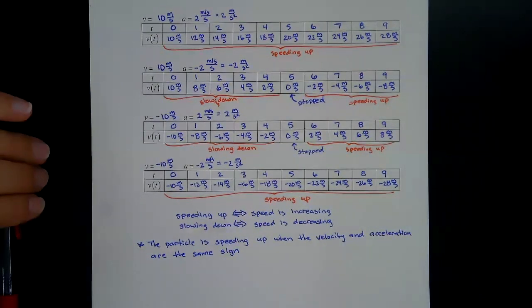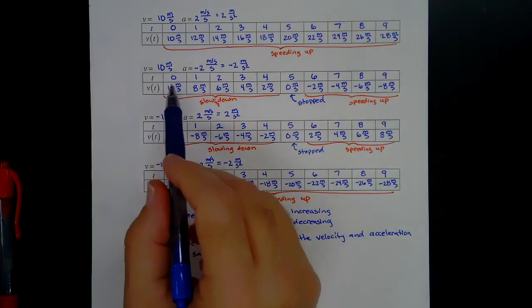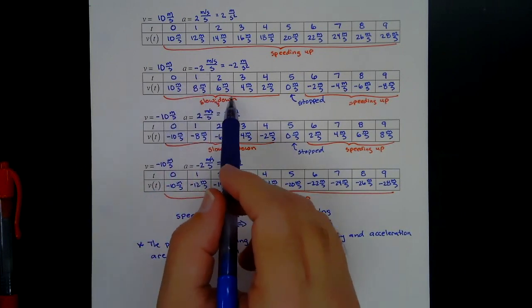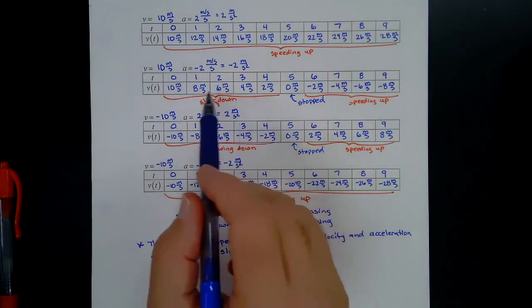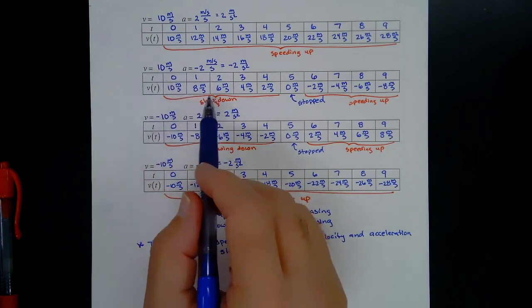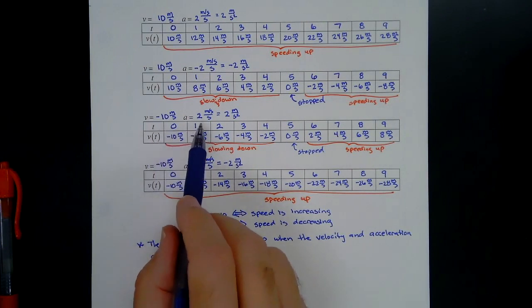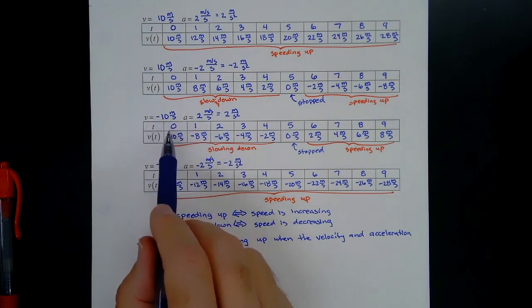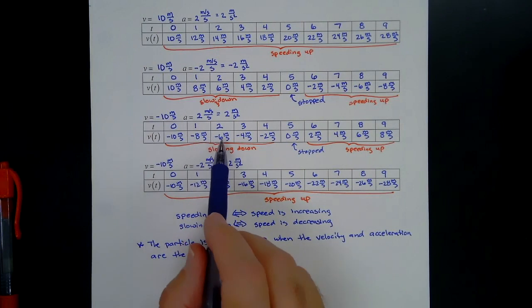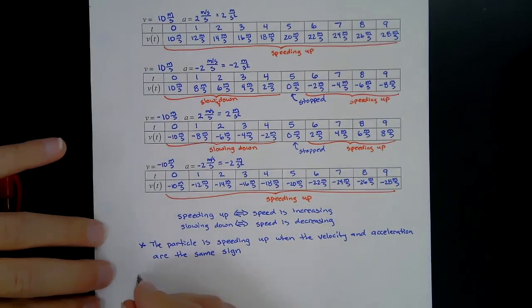So how do we know when it's slowing down? We're slowing down when they're opposite signs, because if you have a positive velocity and a negative acceleration, look what happened: by that being negative, you're canceling out some of this positive velocity, and so it starts to slow down. Same thing if you have a negative velocity and a positive acceleration. You're canceling out some of those negatives, each time canceling out 2 of those negative meters per second, okay?